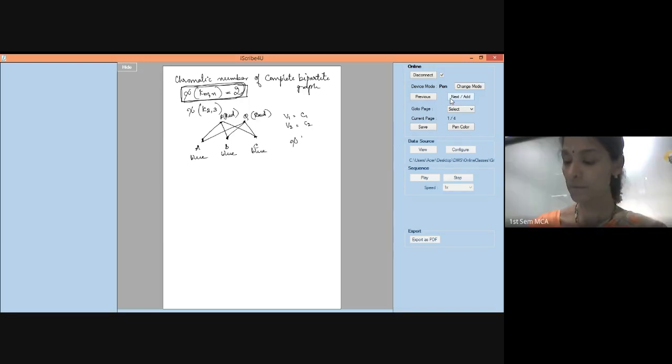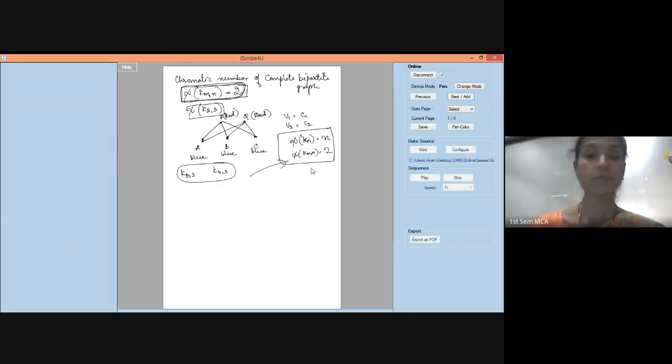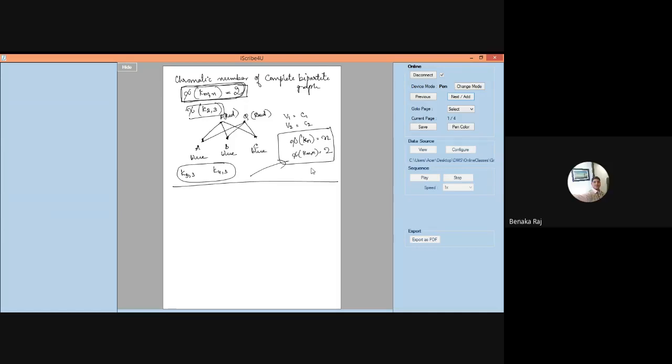Remember two things. The chromatic number of a complete graph of n vertices is always n. The chromatic number of a complete bipartite graph Km,n is always 2. This 2 is very, very important. Right, next. Any complete bipartite graph you take and see. We took K2,3; take K3,3, K4,3, any complete bipartite graph, it is always 2. All right. Any doubts so far?